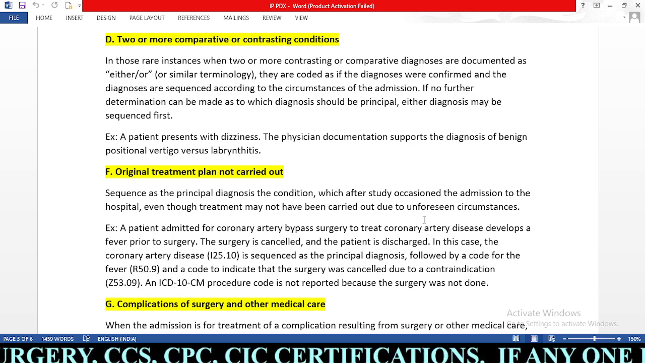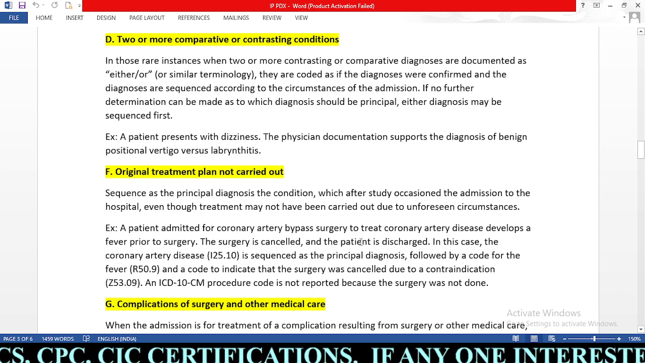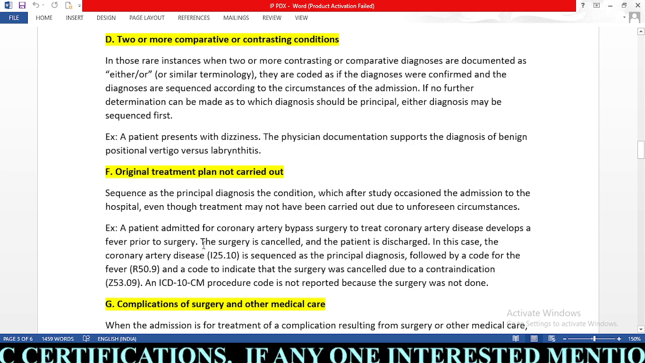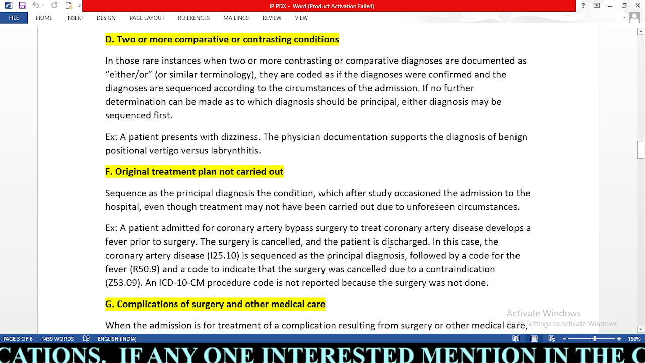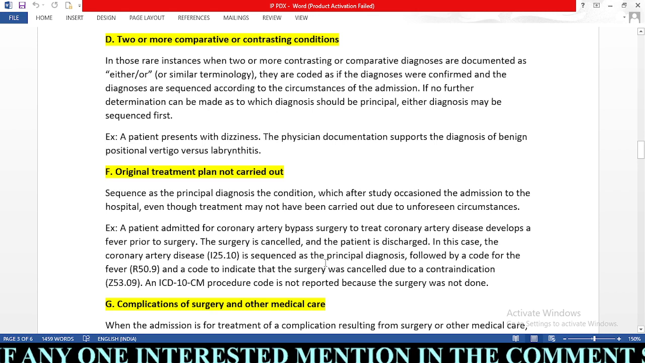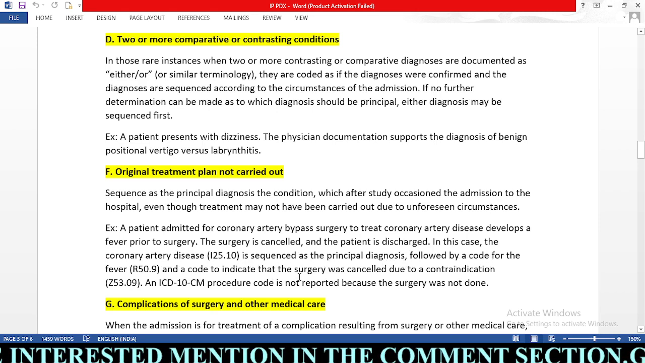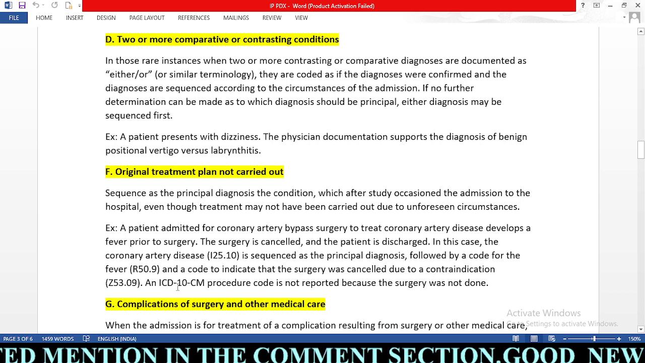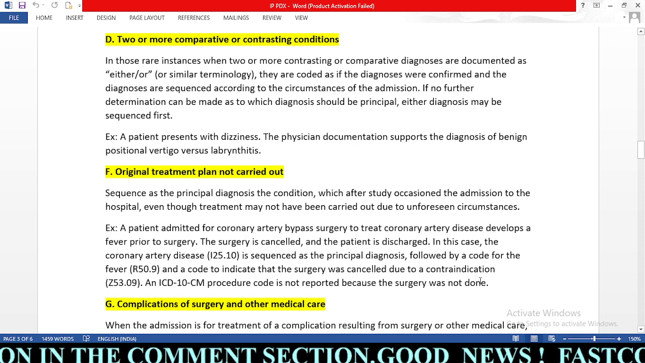Here we have an example. A patient admitted for coronary artery bypass surgery to treat coronary artery disease develops a fever prior to surgery. Okay, so before the surgery, the patient has a fever. The surgery is cancelled and the patient is discharged. So in this case, the coronary artery disease is sequenced as the principal diagnosis, followed by a code for the fever and a code to indicate that surgery was cancelled due to a contraindication, Z53.09. An ICD-10-PCS procedure code is not reported because surgery was not done.